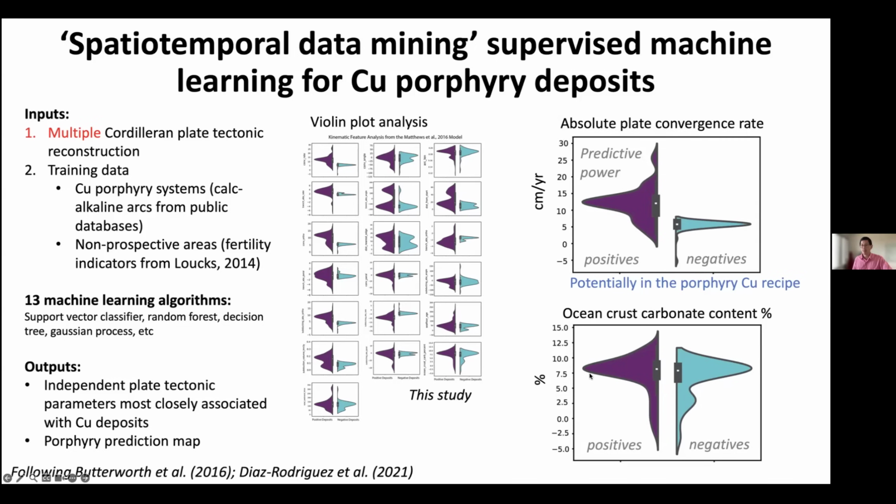And this is one example of a parameter that doesn't seem to be in the mix. This is ocean crust carbonate content. And this is probably not in the recipe, and the reason is because when we try to predict positives, which are places where there are copper porphyry deposits, we find most of those areas are forming where we have 8% carbonate content in the oceanic crust based on models.